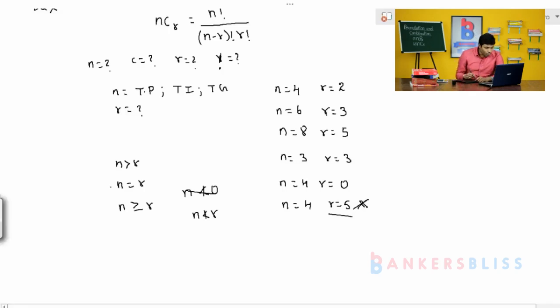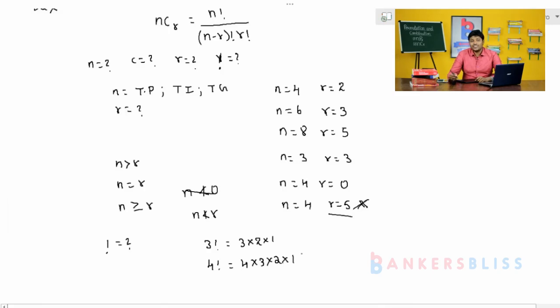Now, what do you mean by factorial? Let me give an example. 3 factorial means 3 into 2 into 1. Next, 4 factorial means 4 into 3 into 2 into 1. So you have to multiply the preceding numbers. If I consider 5, its preceding number is 4, then 3, then 2, then 1. So you have to calculate from n till 1.